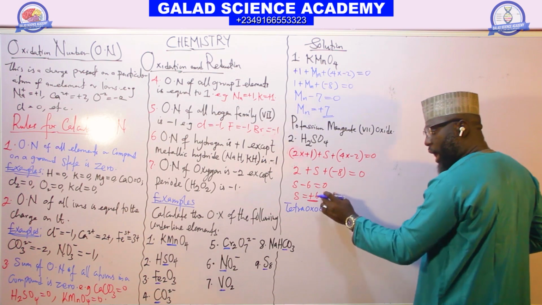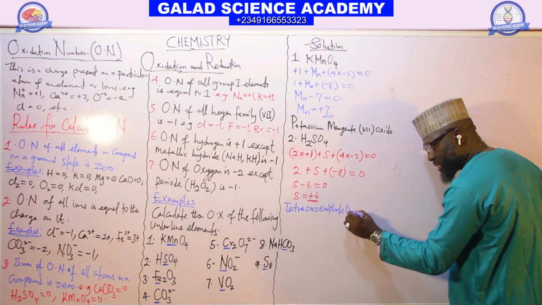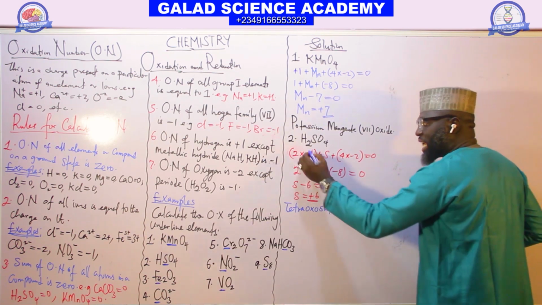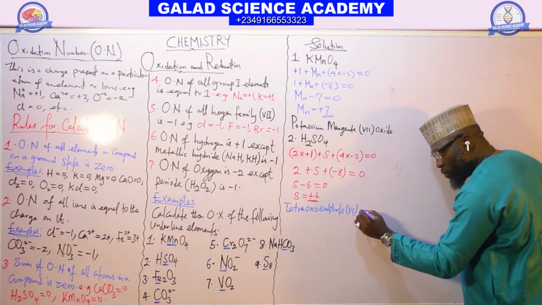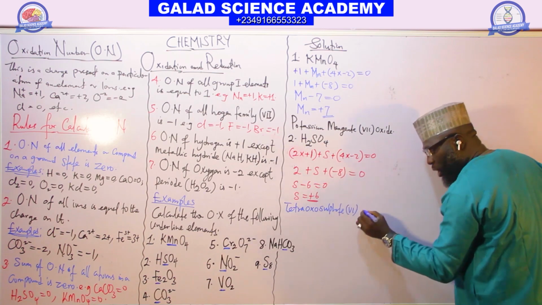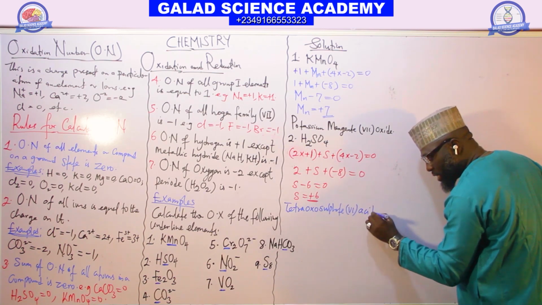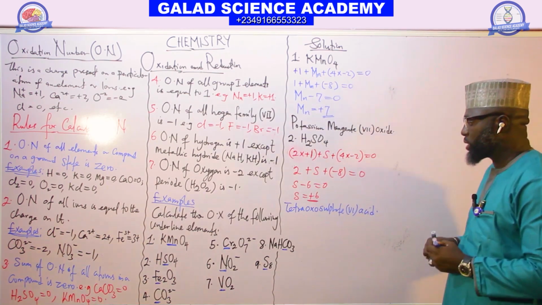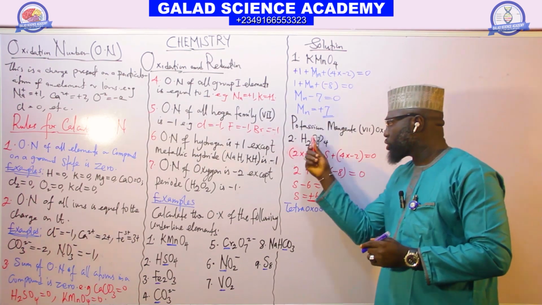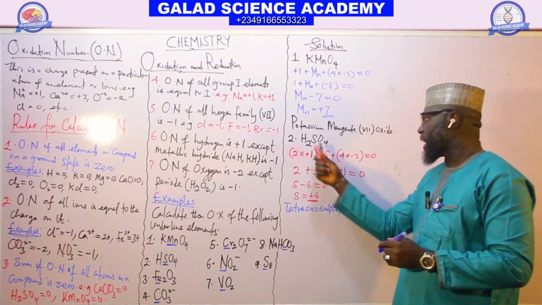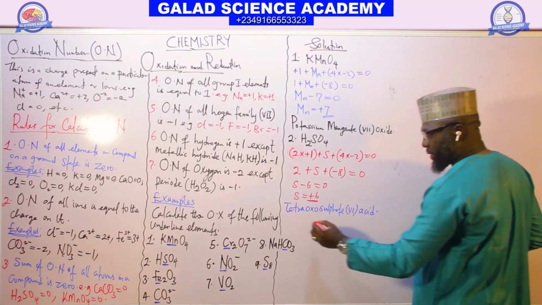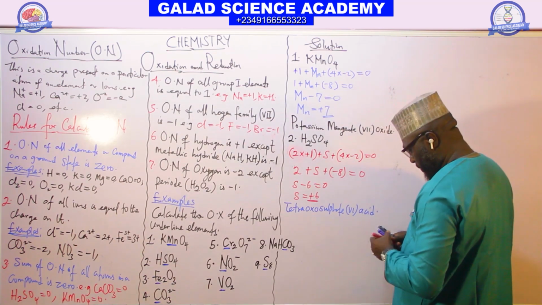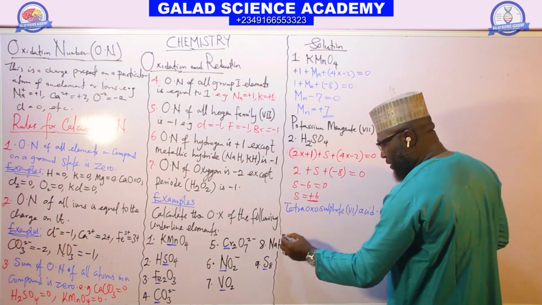Sulfate. How many? 6. The presence of hydrogen here, according to the Arrhenius theory of acid, we call the hydrogen compound we have here, we call it what? Acid. That is the name. Tetraoxosulfate 6 acid. So the next one, number 3. What do we have?